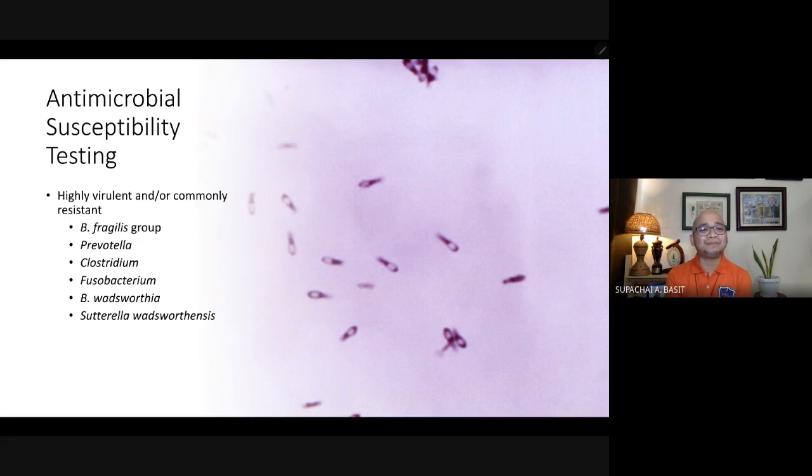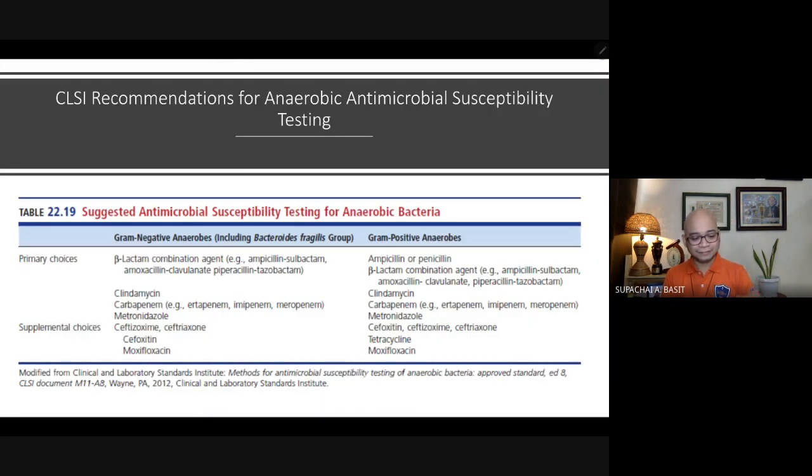Bacteroides group, Prevotella, Clostridium, Fusobacterium, Bilophila wadsworthia, and Sutterella wadsworthensis. This is an example of a spore-forming anaerobic bacteria. For gram-negative anaerobes, the primary choice are the beta-lactam combinations. Not just one, but a combination of ampicillin and sulbactam, amoxicillin and clavulanate, and piperacillin and tazobactam.